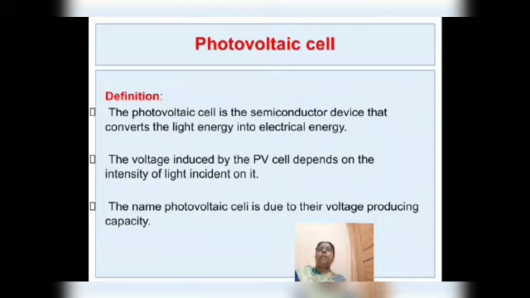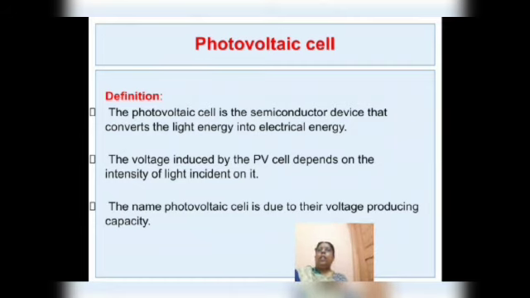Semiconductor means, as all of you know, material is divided into three types. One is known as a conductor. Conductor means current passes through it. Second is insulator. Insulator means current does not pass through it. And semiconductor means that type of material whose conductivity lies between conductor and insulator. It lies in the fourth group of the periodic table.